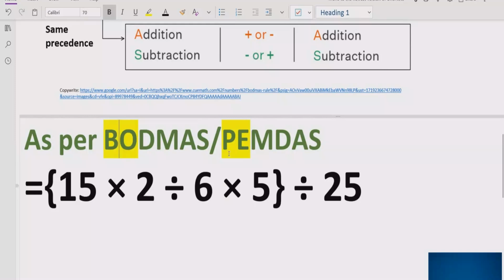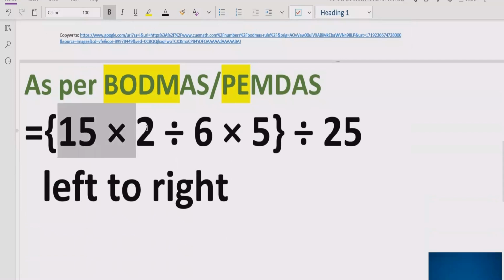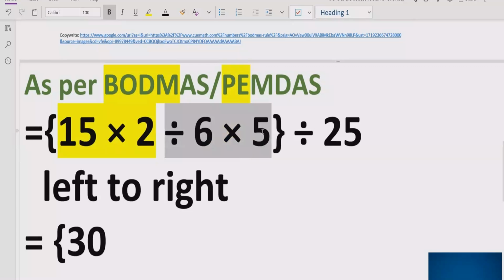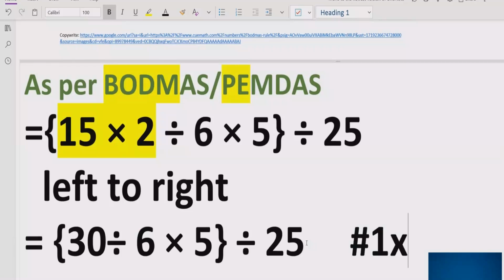Now move forward to step number three, which is division and multiplication. Recall that when we solve this part, we go left to right in our expression and find out which comes first. So first we have 15 multiplied by 2. We multiply these two terms and get 30 because it comes first. We write the rest of the expression as it is, and here we have divided by 25, which we again write as it is. And here we note that 15 multiplied by 2 equals 30.